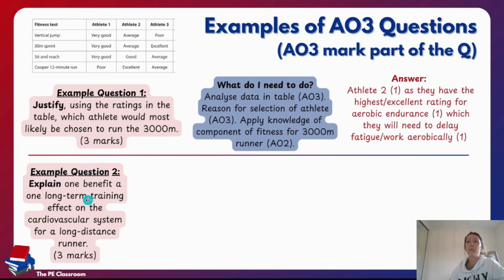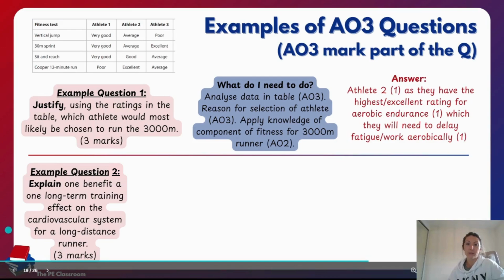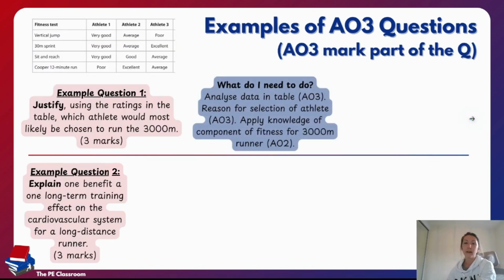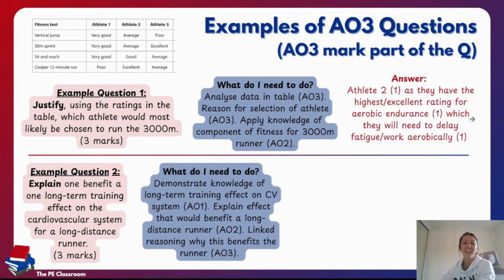Next question then, explain one benefit, a long-term training effect on the cardiovascular system for a long distance runner. So this is worth 3 marks. So slightly different in terms of how you answer the question. So it's worth 3 marks, so you know you need to roughly make 3 points. So firstly, you would need to demonstrate your knowledge of a long-term effect on the cardiovascular system. Then you would need to explain the effect and how this benefits the long distance runner, and then you would need to give an explanation of how this then benefits the runner during a race. Okay, so they are your 3 marks.